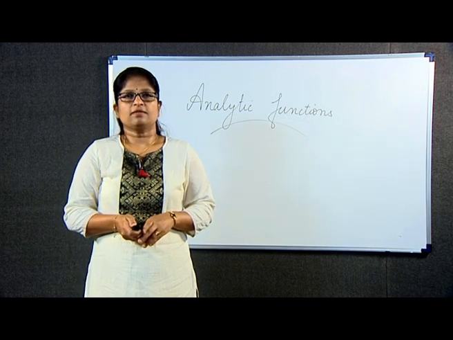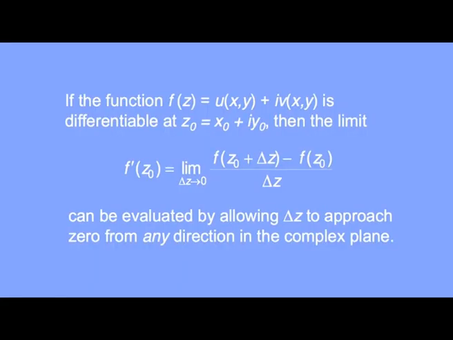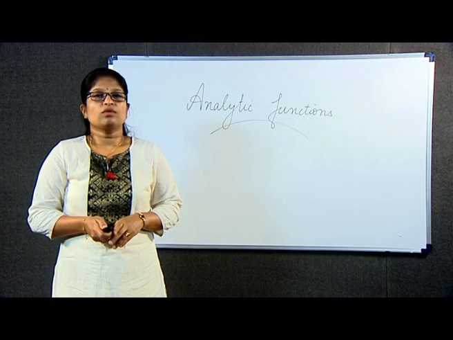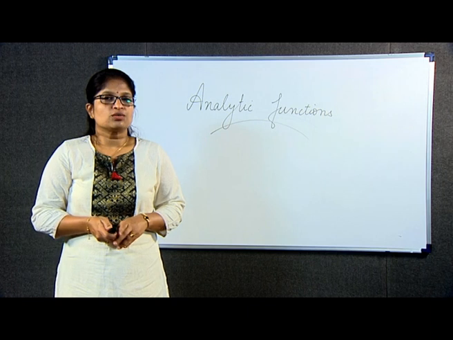Yes, there is an alternative which is coming to help you, and we call it Cauchy-Riemann equations. So, if the function f of z is equal to u(x,y) plus i v(x,y) is differentiable at z naught equal to x naught plus i y naught, then the limit f dash of z naught is equal to limit delta z tends to 0 of f of z naught plus delta z minus f of z naught by delta z. It can be evaluated by allowing delta z to approach 0 from any direction in the complex plane. I have told you, when you are in the complex plane, you are free to move in any direction, you are lying in the two-dimensional plane.